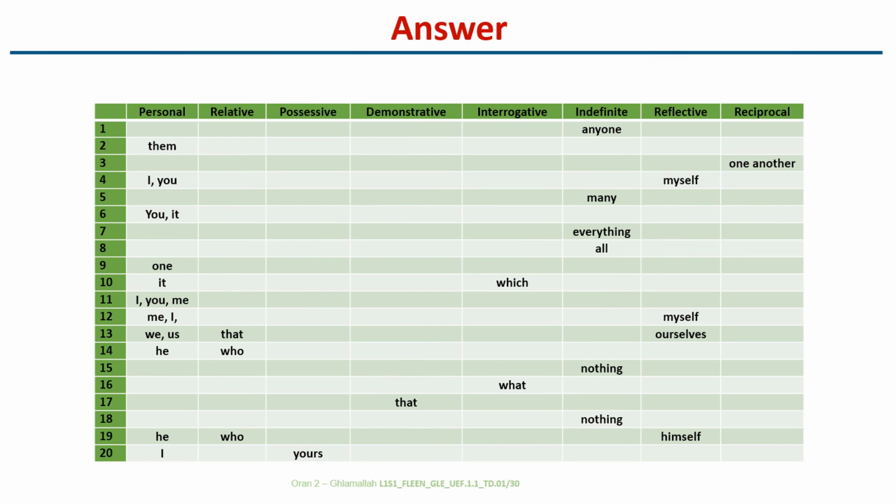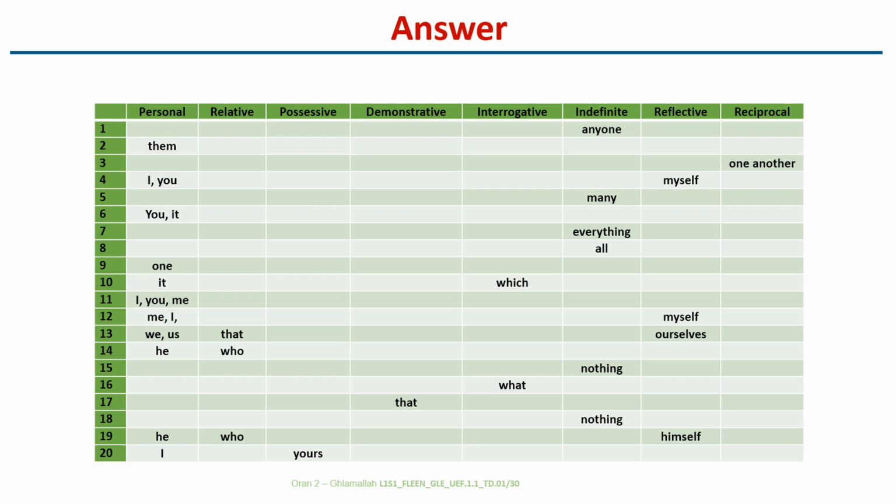Look at the following table and check your answers. There are 20 sentences. Each sentence has the following pronouns. Sentence number 1 has anyone as an indefinite pronoun. Sentence number 2, them. Number 3, one another. Number 4, I, you, myself. 5, many. 6, you, it. 7, everything. 8, all. 9, one.